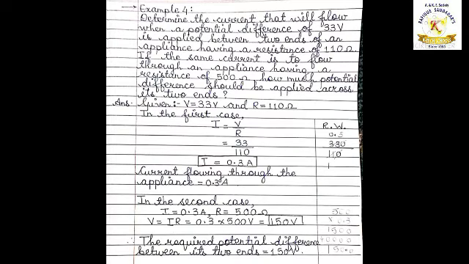So what answer comes? When we multiply, the answer comes as 150.0. So the required potential difference between its two ends is equal to 150 volts. The potential difference is measured in volts. That's why the unit we will write is 150 volts. So the answer is, the required potential difference between its two ends is equal to 150 volts.